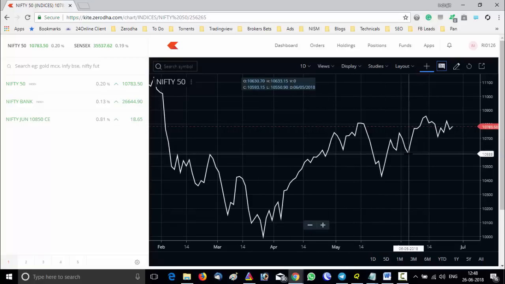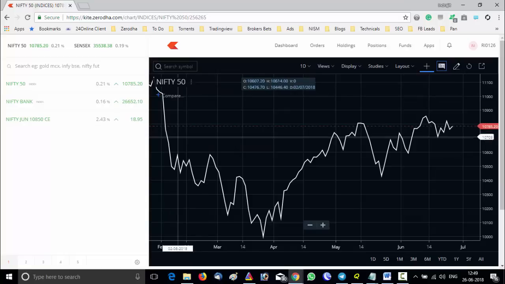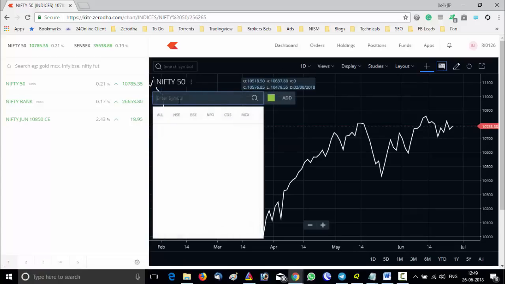Now I'll compare this Nifty 50 with another symbol. For that, there are 3 dots on the right side of the symbol name. Beside the Nifty 50 name, there are 3 dots. Just click on that and you will get the compare option. So you can click on compare. You need to add a symbol. Remember, for comparing, the symbol must already be present in your market watch.